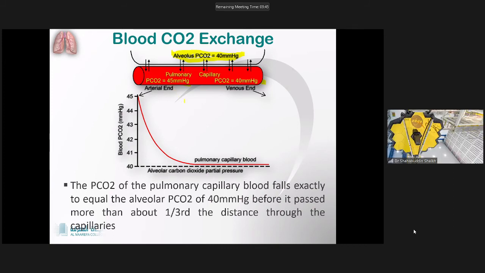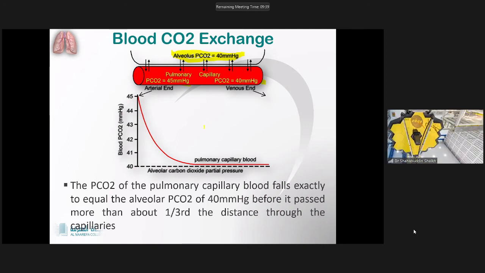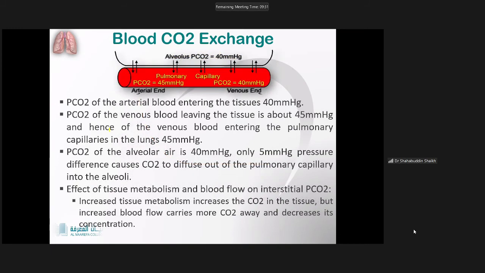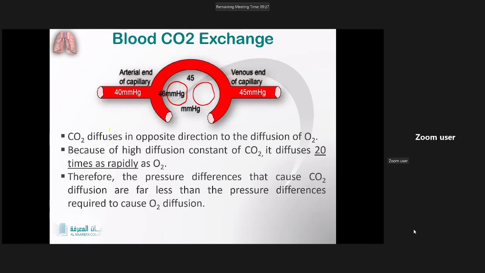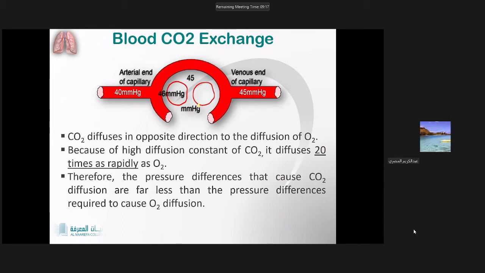Yusuf, once again, please help me. Can you repeat, doctor? Yes, that's what I'm asking Yusuf to do. Doctor, can you go on the slide above it? This one? No, above it. Yeah, this one, here it's clear. The venous is 45 and the artery is 40. Okay, but it is showing tissues here. Therefore, Doctor, I did not want to confuse you. So what I will do is go to the next slide.